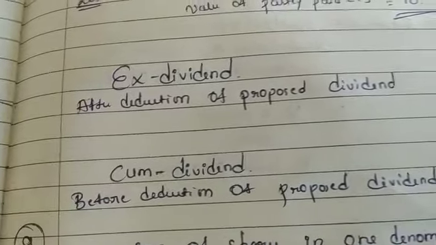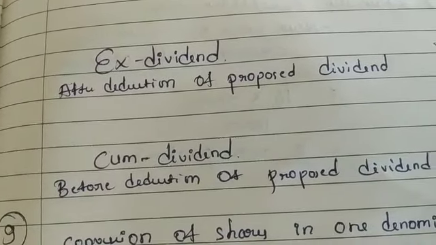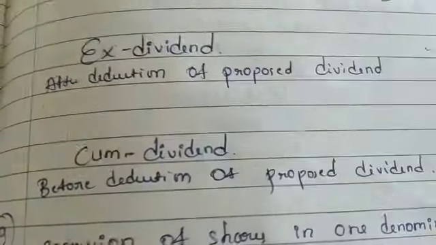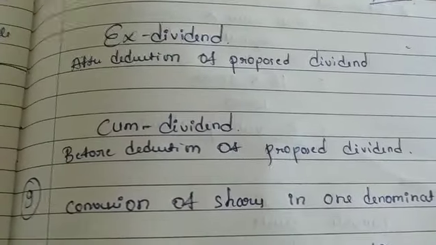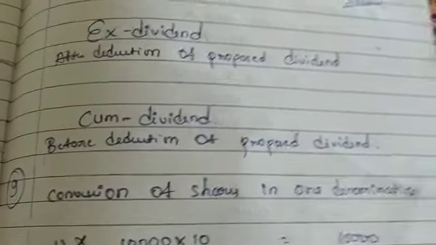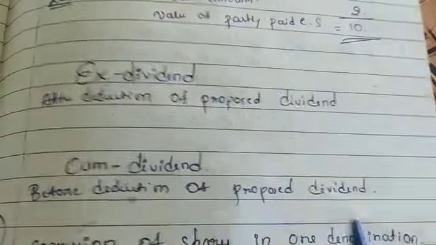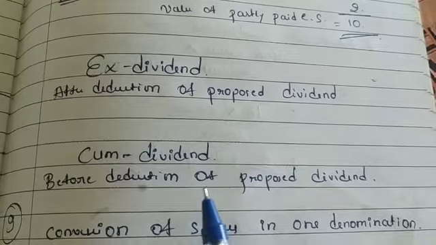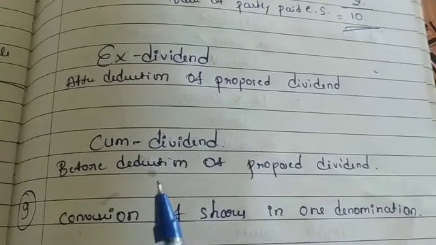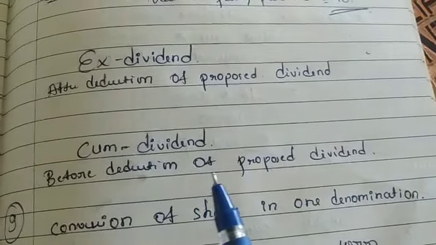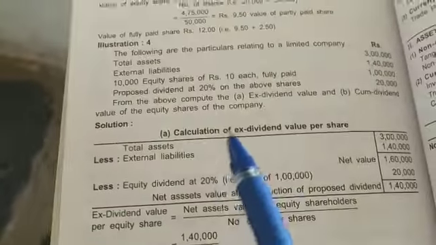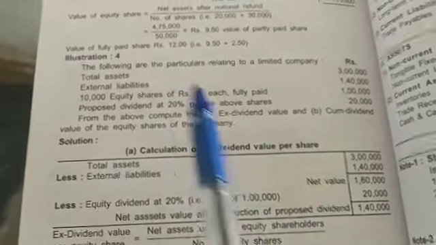See here, what does ex dividend mean? Ex dividend means after deduction of the proposed dividend, so it is treated as ex dividend. And cum dividend means before deduction of the proposed dividend, so it is treated as cum dividend. Based on that, there are some problems available in your book on ex dividend and cum dividend.